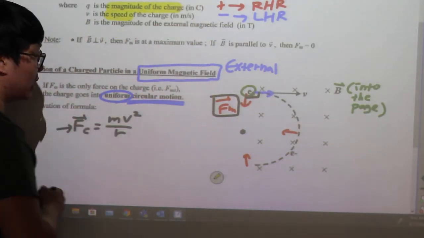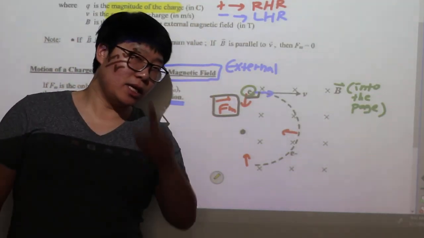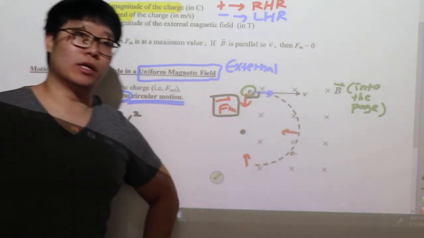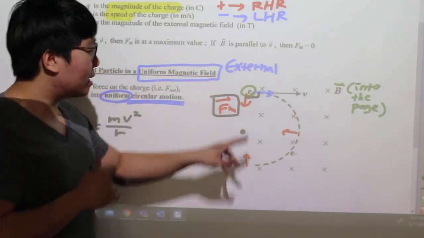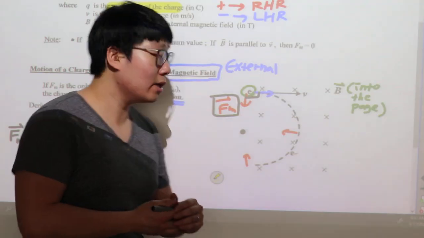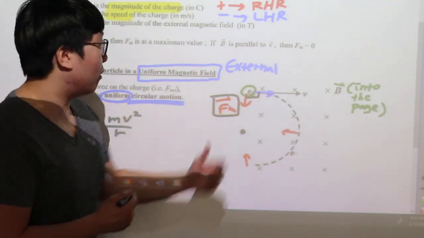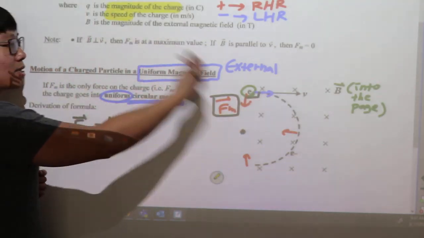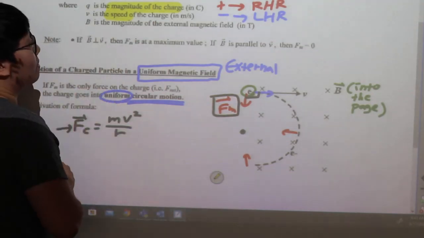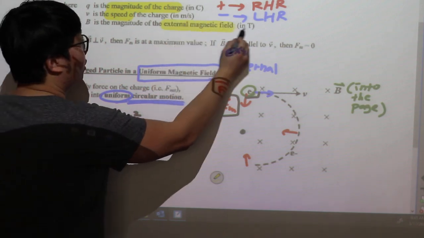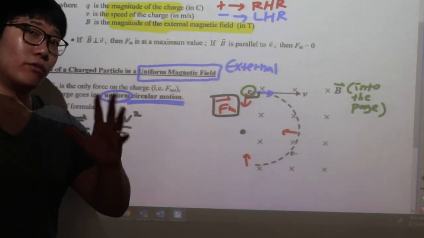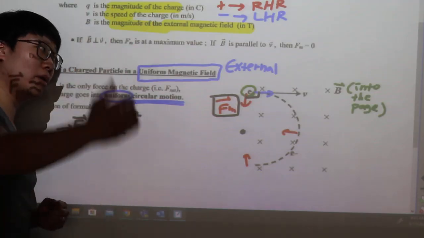V represents the speed. We are not using velocity because as soon as we get into the magnetic field, this is circular motion. In circular motion, the velocity is always 90 degrees to the acceleration, which is centripetal acceleration, and because of that, V is uniform. It doesn't change. You don't accelerate in a grade 12 situation in high school. And B is the magnitude of the external magnetic field. Of course, when it comes to those, we need to use hand rule number 3.